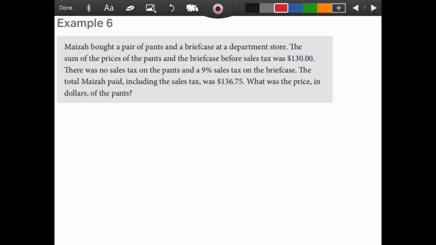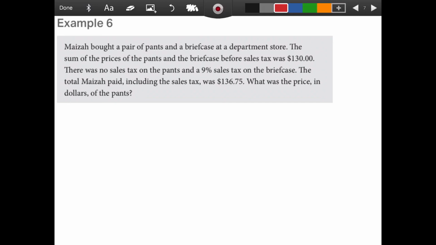Next is a problem I wanted to include, because this one incorporates percents, which is something we've seen come up over and over again. So Mesa bought a pair of pants and a briefcase at the department store. Before sales tax, these two items cost $130. No sales tax on the pants, 9% sales tax on the briefcase. Including the sales tax, the total was $136.75. So what was the price in dollars of the pants?